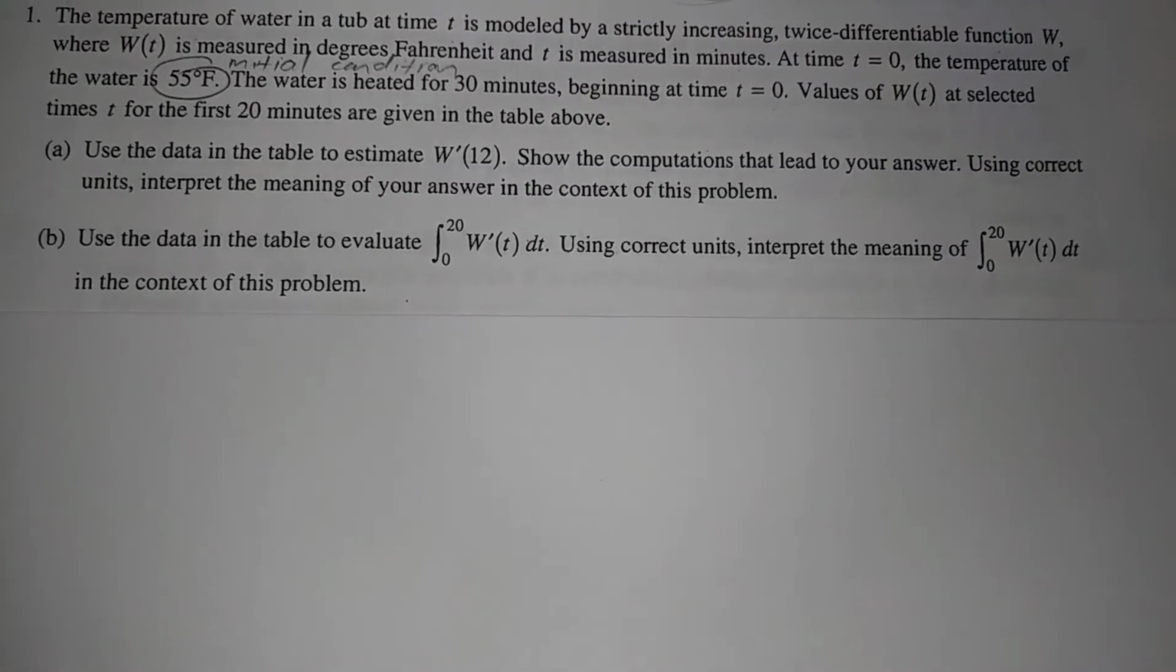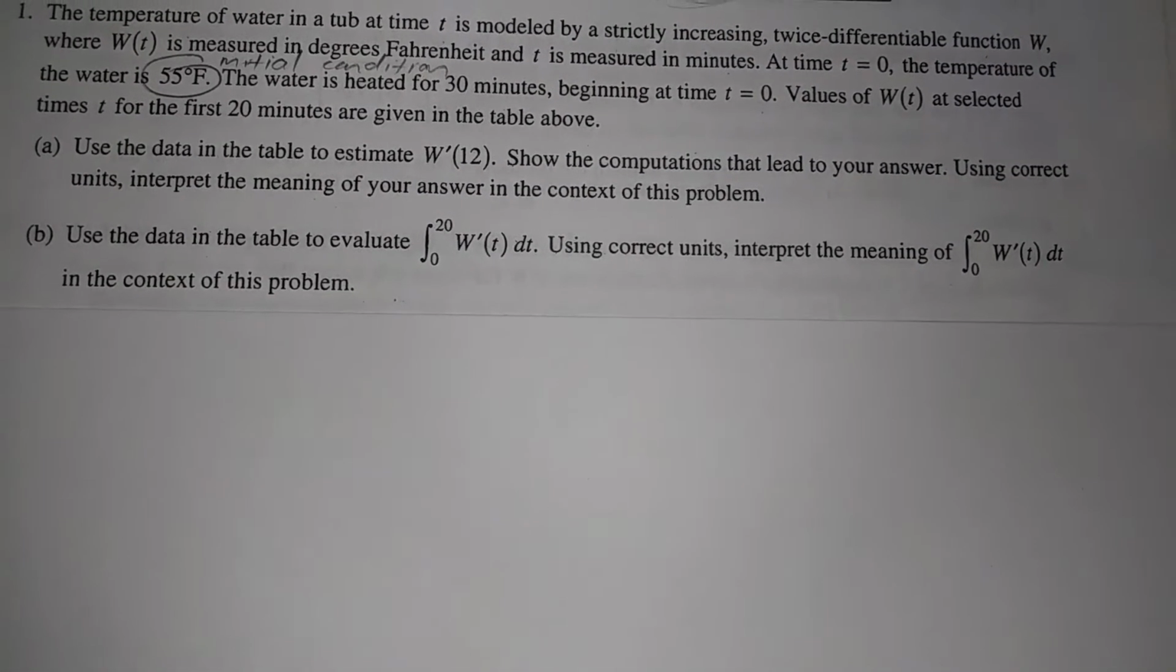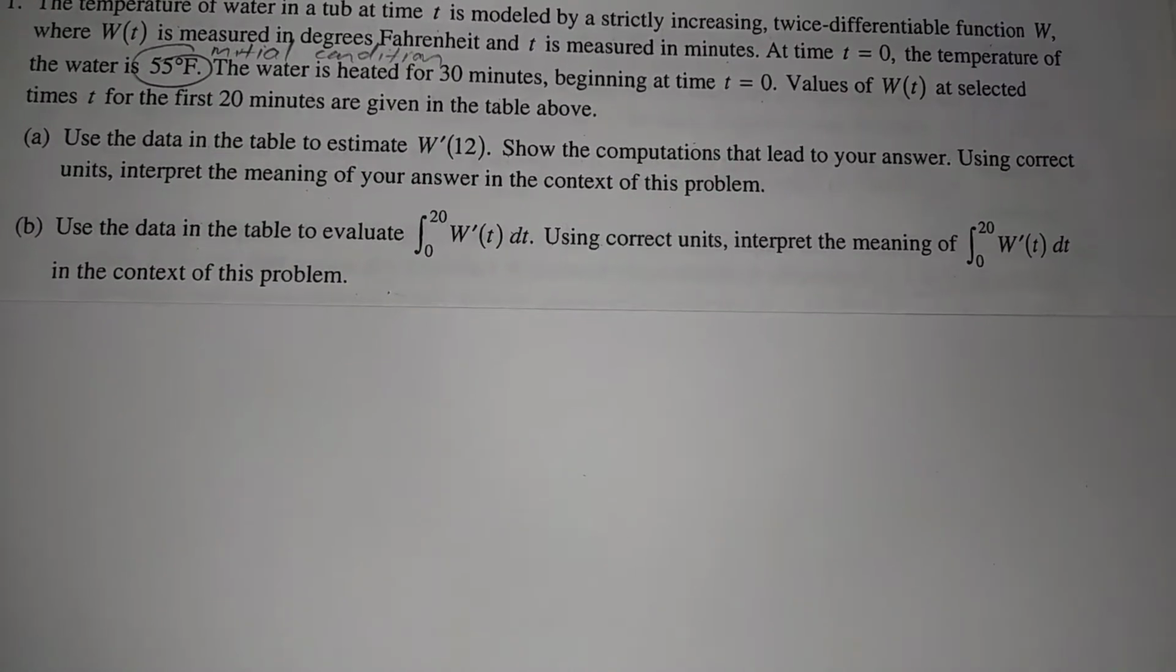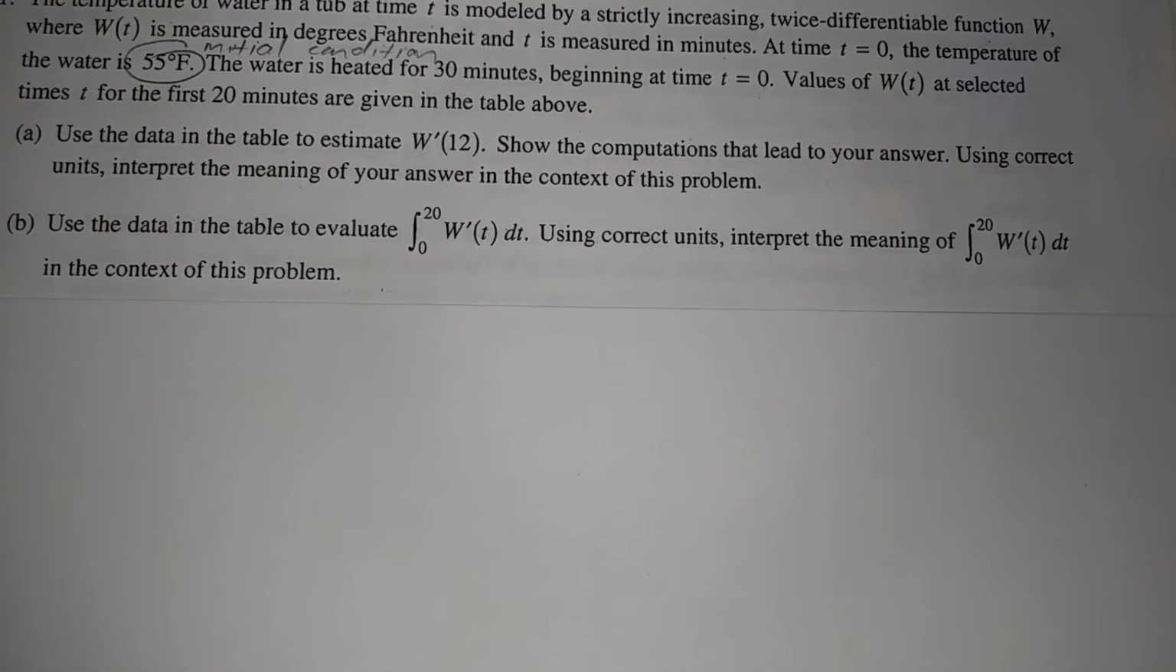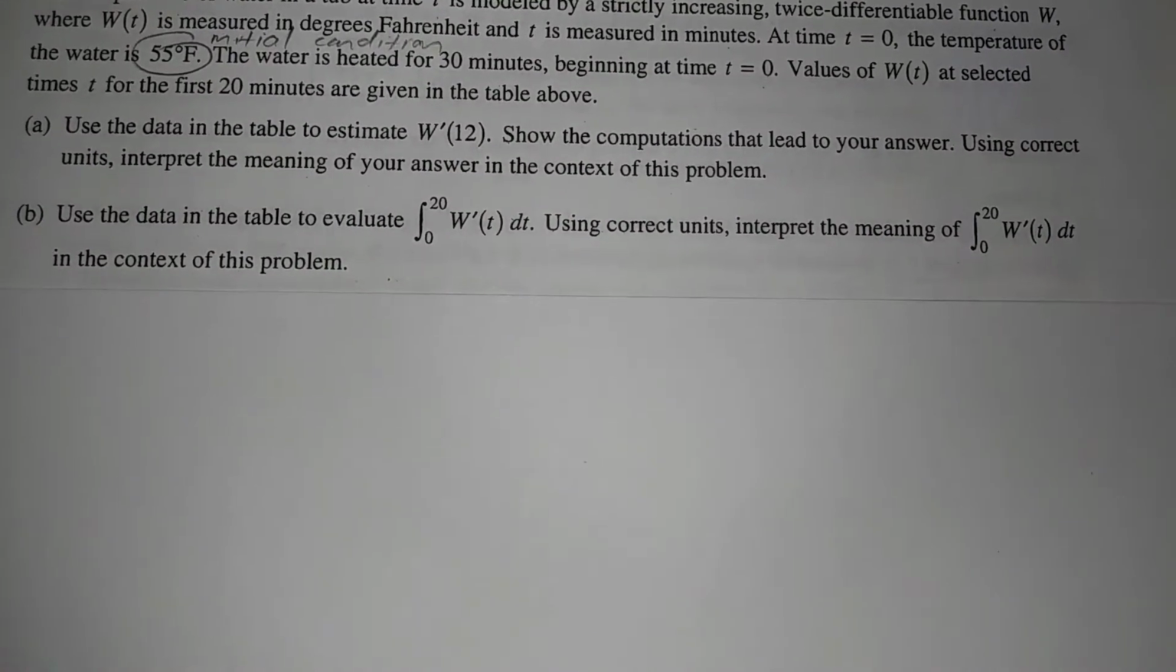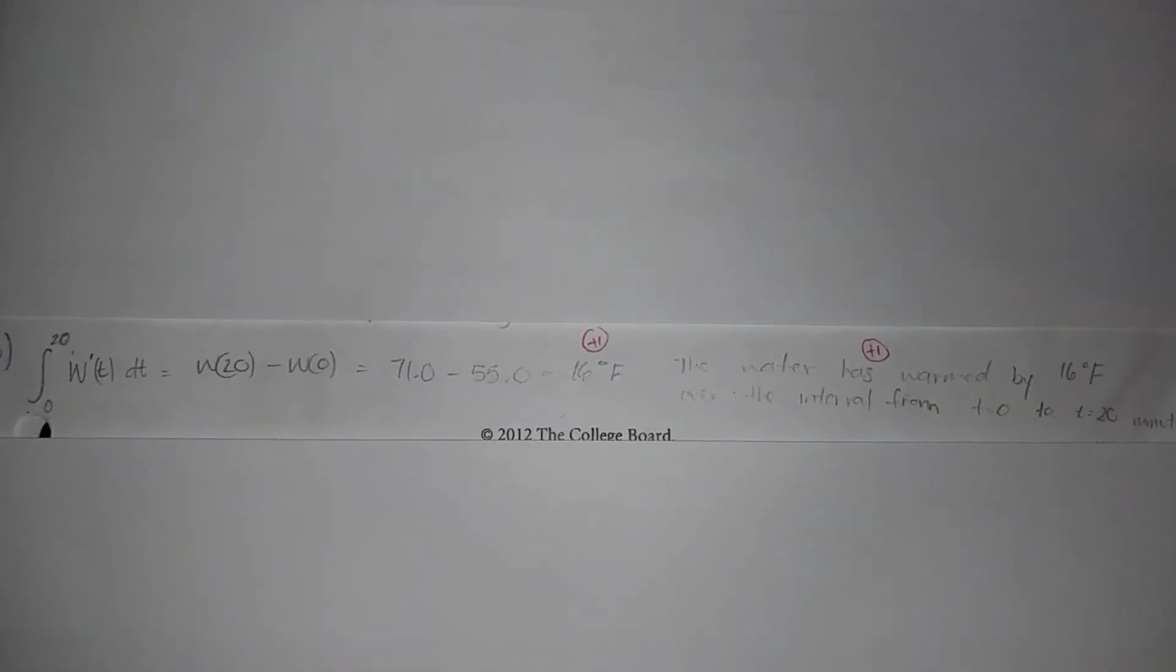In part B, we use the data in the table to evaluate the integral from 0 to 20 of W prime of t dt. Using correct units, interpret the meaning of the integral from 0 to 20 of W prime of t dt in the context of this problem. So the integral from 0 to 20 of W prime of t dt would equal W(20) minus W(0), which according to the table of values is 71.0 minus 55.0, which would equal 16 degrees Fahrenheit. The water has warmed by 16 degrees Fahrenheit over the interval from t equals 0 to t equals 20 minutes.